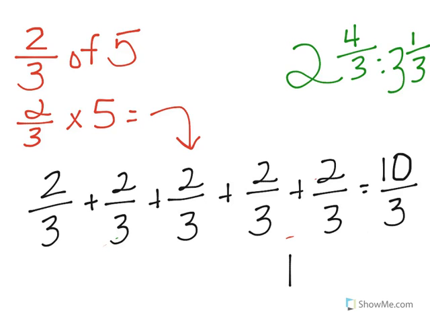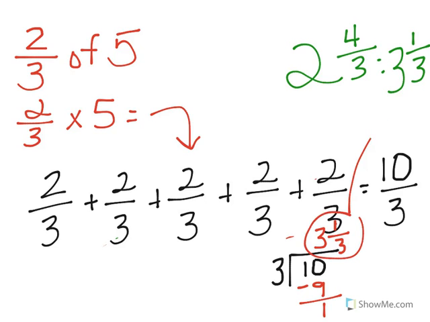So I'm going to go ahead and change that improper fraction into a mixed number. 3 goes into 10 3 times. 3 times 3 is 9. 10 minus 9 is 1. My leftover becomes my numerator, and my denominator stays the same. So I have 3 and 1/3, which is exactly what we had gotten earlier.